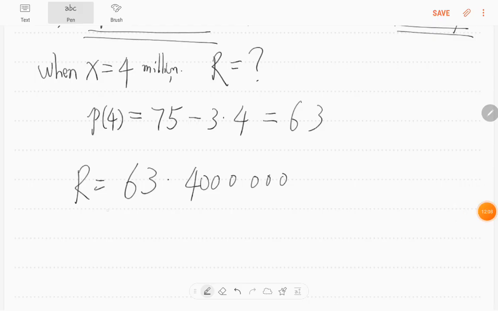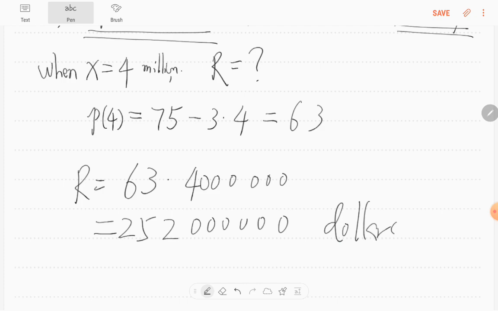So 4 million is this one, right? So this would be equal to 252 million, counting the zeros: 1, 2, 3, 4, 5, 6. So this is the total dollars. Okay, this is the revenue. So now let's look at number 18.